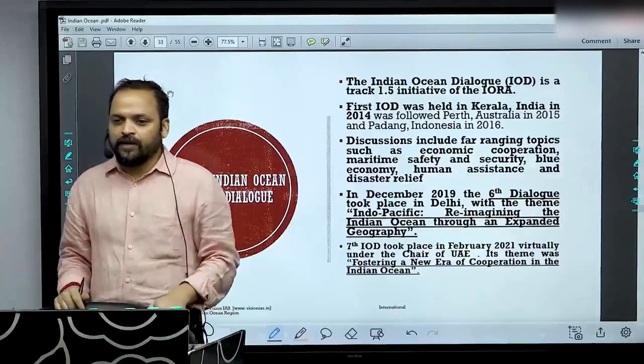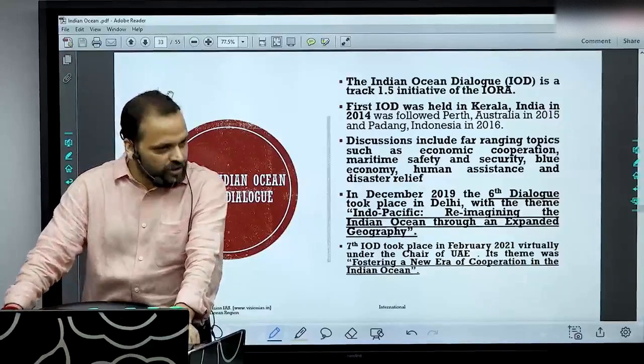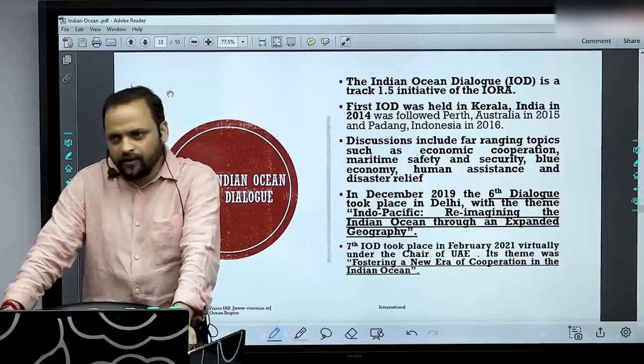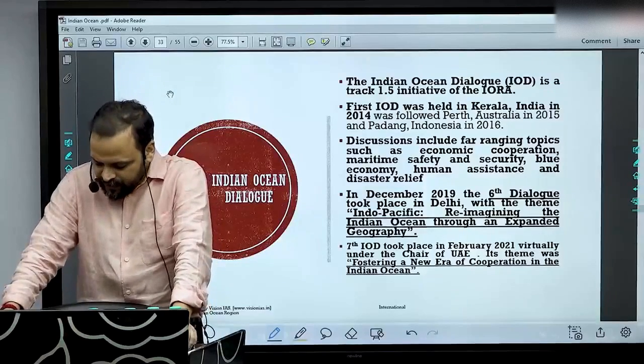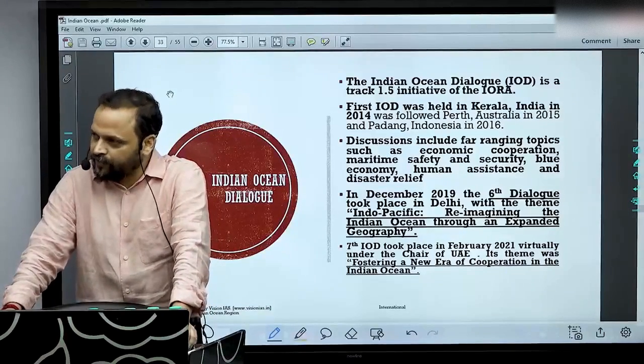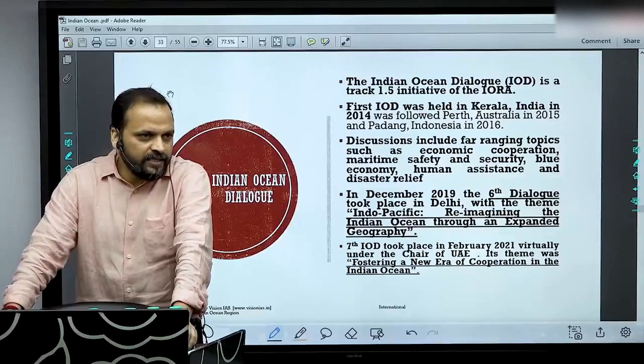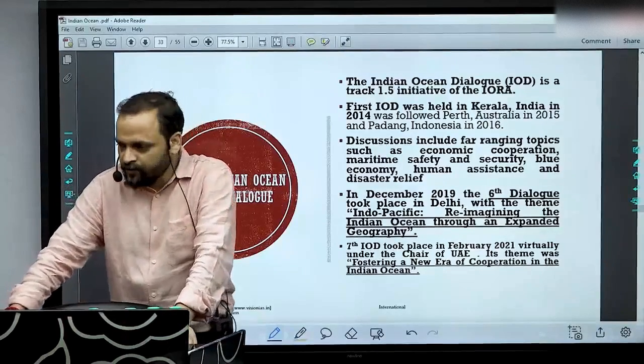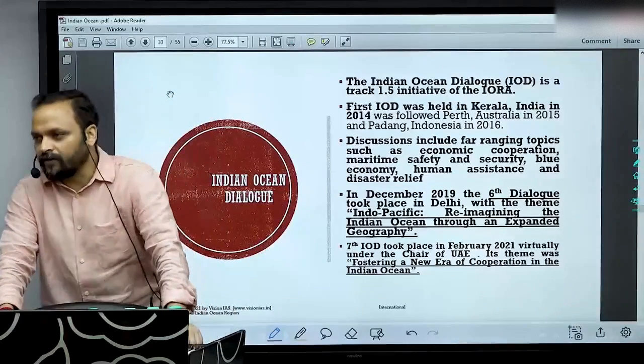Most important example, is there any dialogue that India hosts that you have heard of? Raisina dialogue. Raisina dialogue has been in news over the last few years. Raisina dialogue is hosted by Ministry of External Affairs plus Observer Research Foundation, ORF. So that becomes Track 1.5.